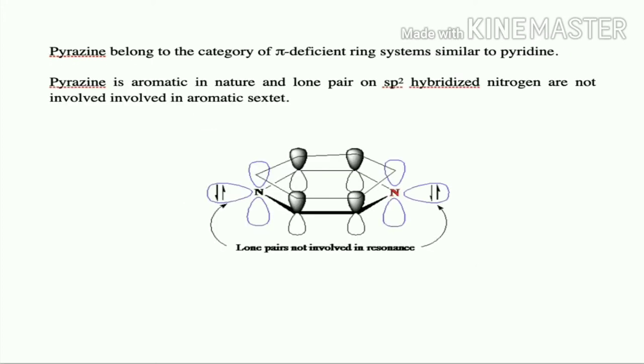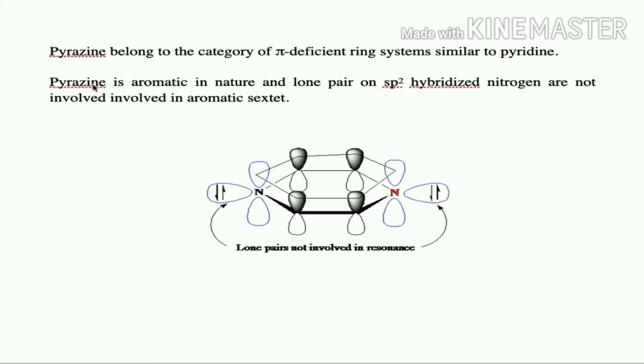Then we will see the aromatic character of pyrazine. Pyrazine belongs to the category of pi-deficient ring systems, similar to pyridine, because due to the presence of these electronegative nitrogen atoms, it is going to induce a negative inductive effect as well as an electron withdrawing effect. So hence pyrazine comes under the category of pi-deficient ring systems.